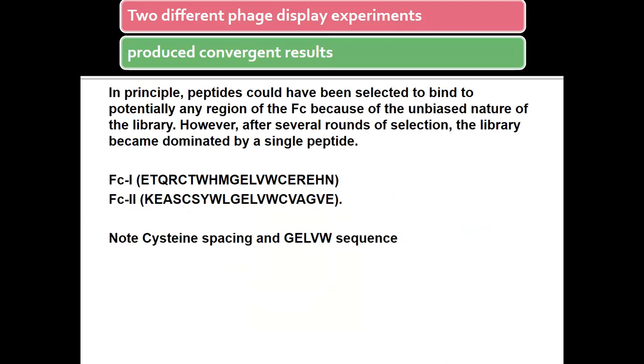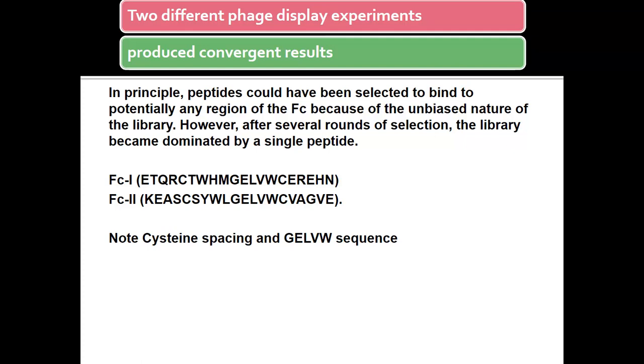So the cool thing is that two different phage display experiments produce convergent results. They did this in principle, and they say that they didn't limit it to a particular region of the Fc. Peptides could have gone anywhere on the Fc that they wanted. The library was random and unbiased. After several rounds of selection, the library became dominated by a single peptide. So they did that over and over again, and they sequenced the DNA, and they got a single peptide each time. They did it once, and they got this peptide.